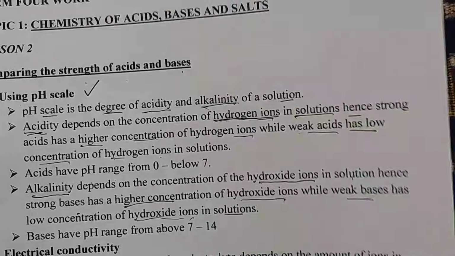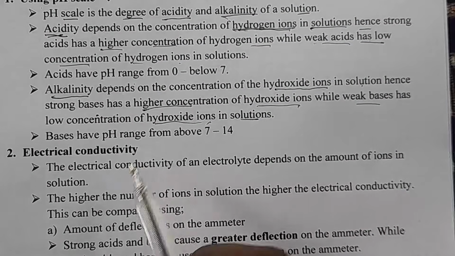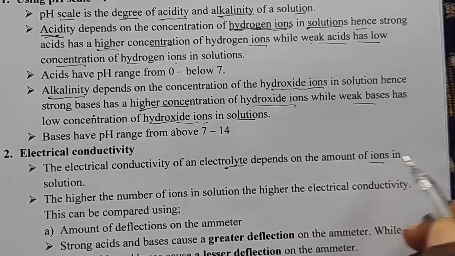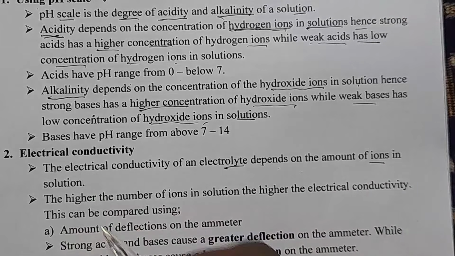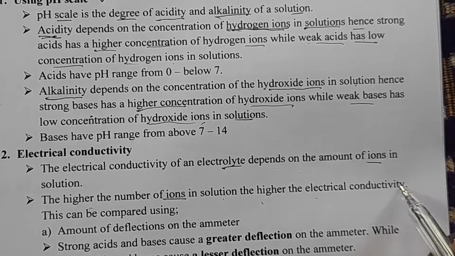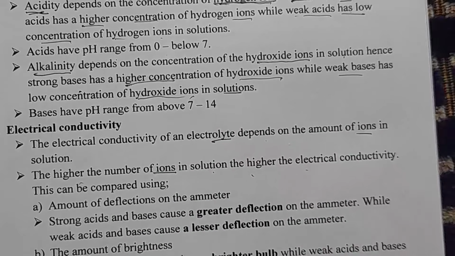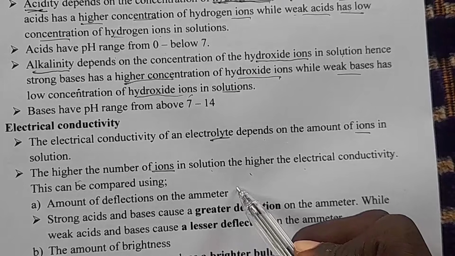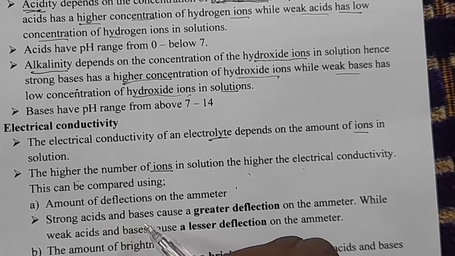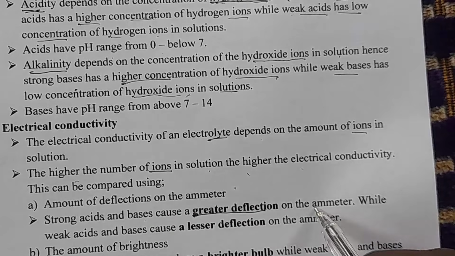Number 2, let's talk about electrical conductivity. The electrical conductivity of an electrolyte depends on the amount of ions in solution. So we say the higher the number of ions in solution, the higher the electrical conductivity. We can compare this using the amount of deflection on the ammeter. If you are dealing with strong acids like hydrochloric acid and bases like sodium hydroxide, they cause a greater deflection on the ammeter.